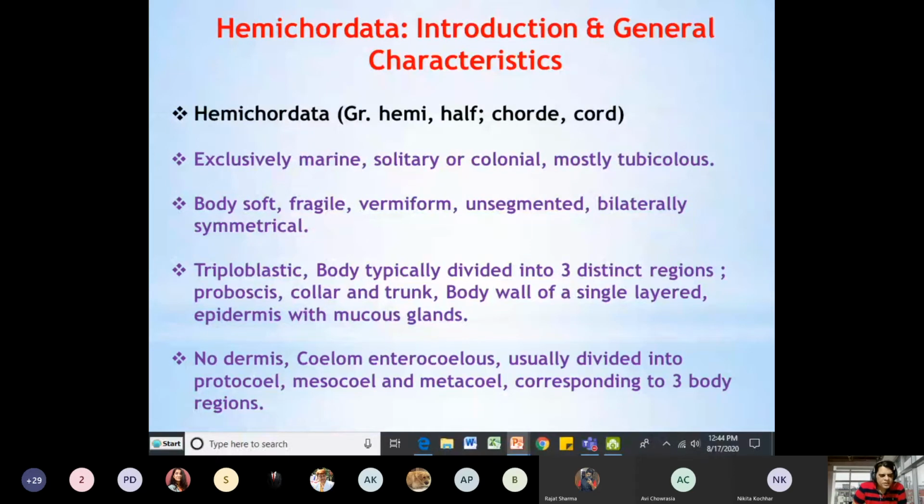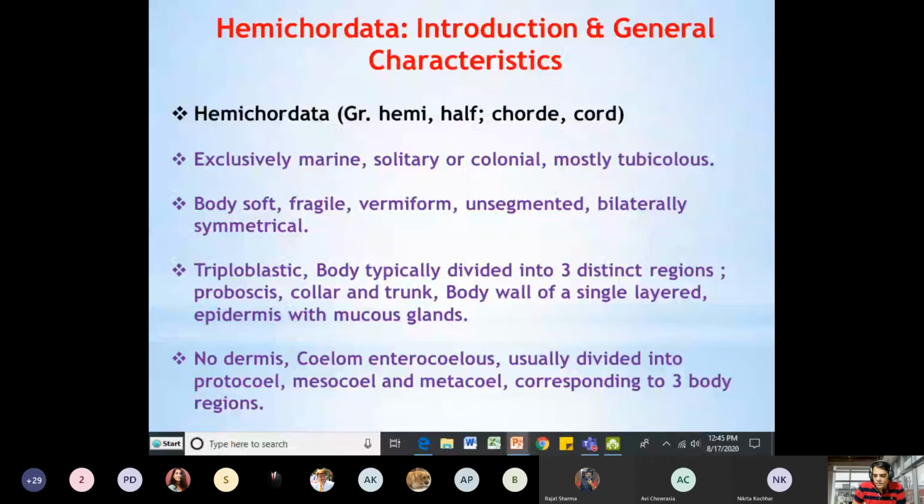Then, their body is soft, fragile, vermiform, unsegmented, bilaterally symmetrical. Third, they are triploblastic. Their body is typically divided into three distinct regions: proboscis, collar, and trunk. We saw these characteristics when we looked at the pictures of Balanoglossus during the practical classes.